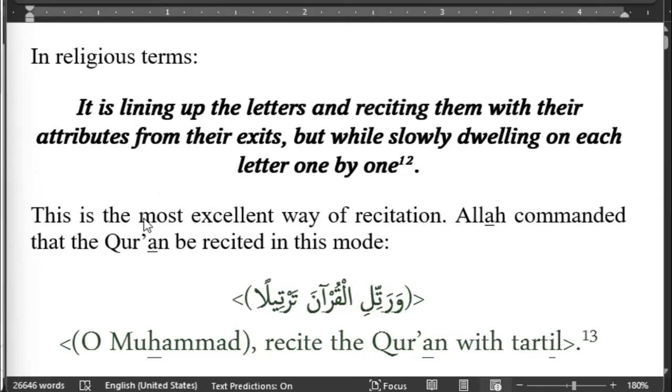So that's an example of Tartil. This is the most excellent way of recitation. So when you recite the Quran, recite slow, that's good. And if you want, when you talk, you don't have to talk fast also. Enunciate and speak clearly. Prophet Muhammad sallallahu alaihi wasallam, he used to speak clearly and he did not rush his words.